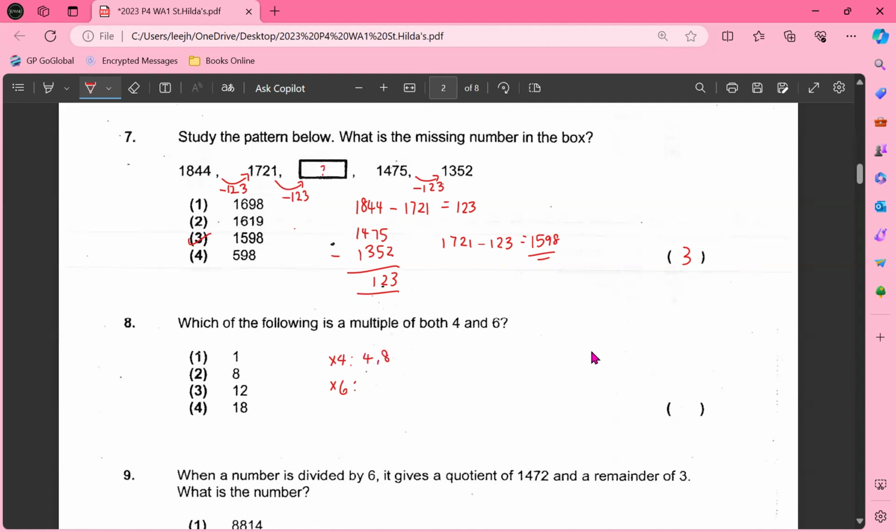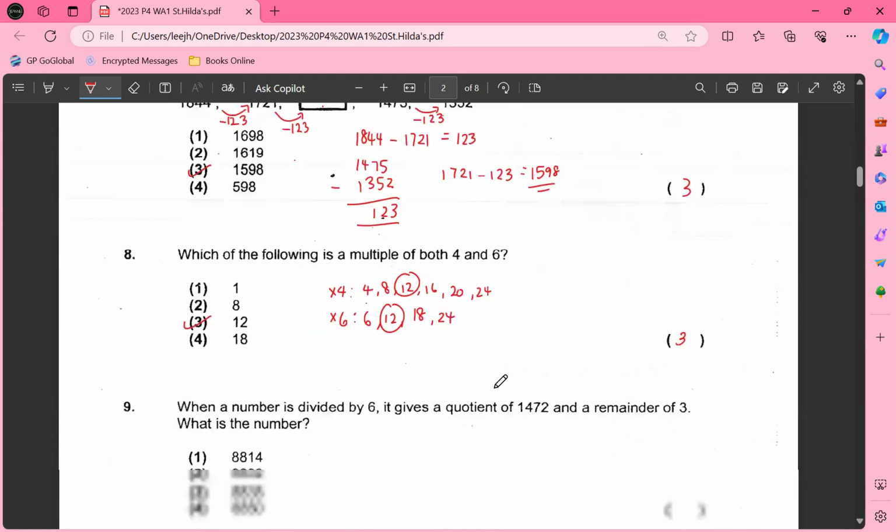So 4, 8, 12, 16, 20, 24, and so on. Over here, multiples of 6: 6, 12, 18, 24, and so on. So you can see the options are 1, 8, 12, or 18. Over here, you only have 12, because although 24 is also a multiple of both 4 and 6, the options here don't have 24. So you can only take option 3, number 3, because the answer is 12.